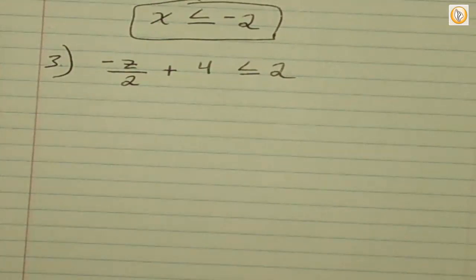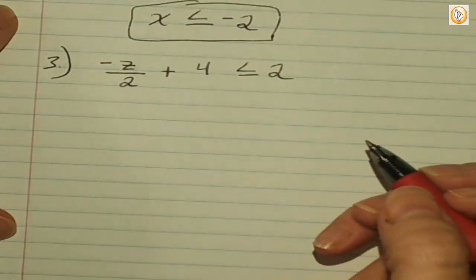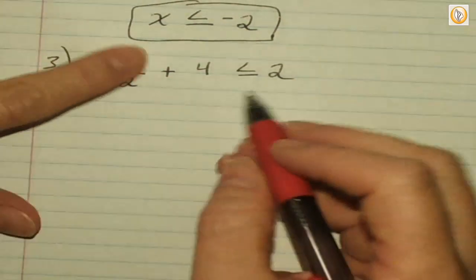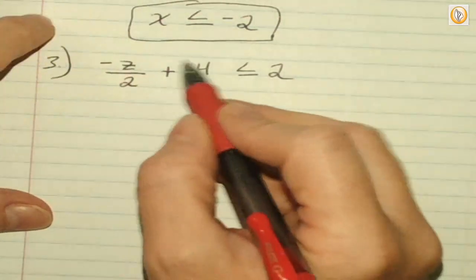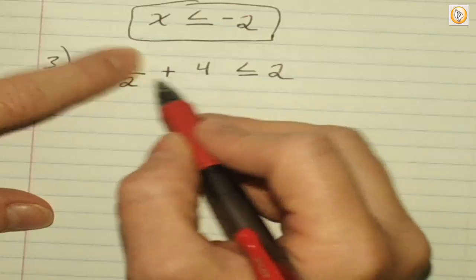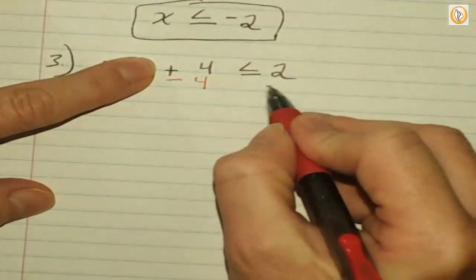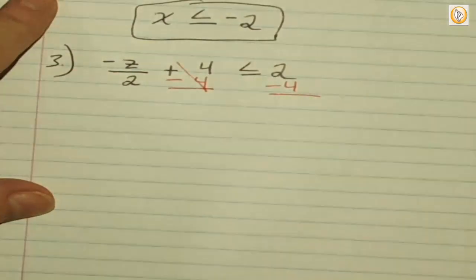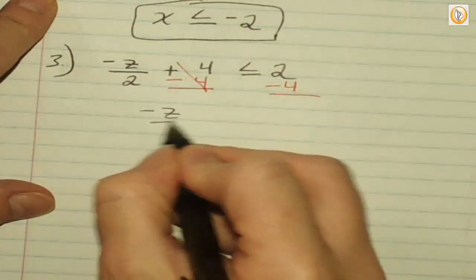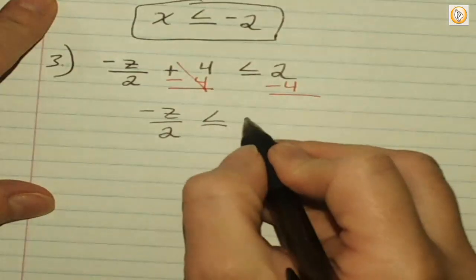Valeria, once you have this written down, tell me what is the first thing I need to get rid of? The other intruder. And that would be what number? Subtract 4. That's right. Since she's correct, we're going to get rid of this intruder first, not the one that's immediately attacking us. Because we're adding 4, we're going to subtract 4 on both sides. And I'm left with negative z over 2 is less than or equal to negative 2.